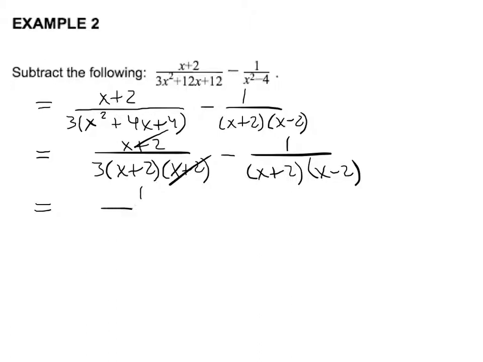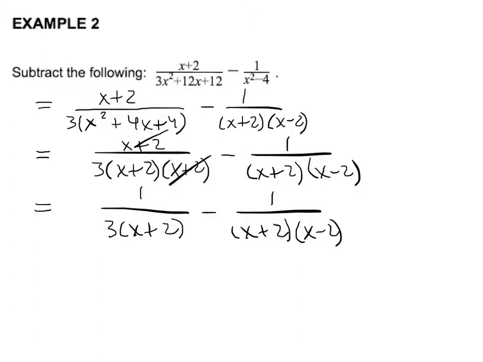So really we're dealing with a much simpler problem of just 1 over 3 times x plus 2 minus 1 over x plus 2, x minus 2. So now we can figure out what our LCD is. So the LCD, it looks like between the two denominators, x plus 2 is what we have in common. And then from our first expression in red, we just have a 3. And from our second expression in blue, we have x minus 2.